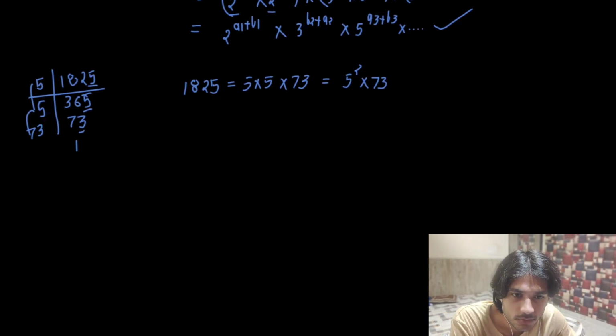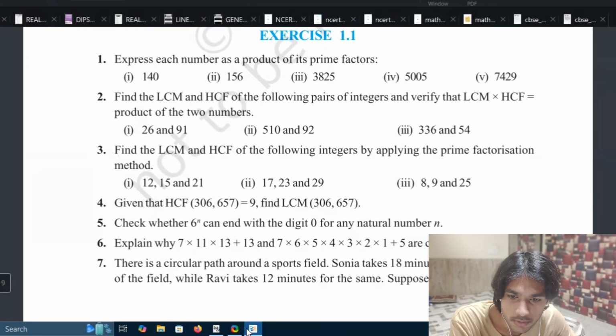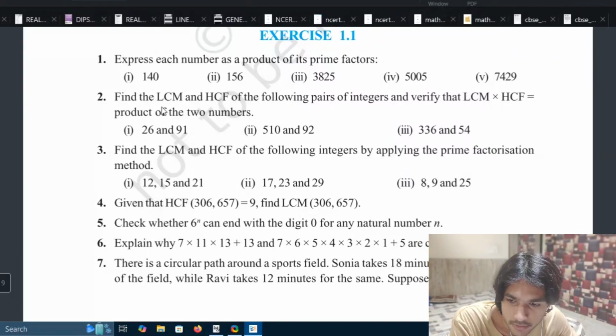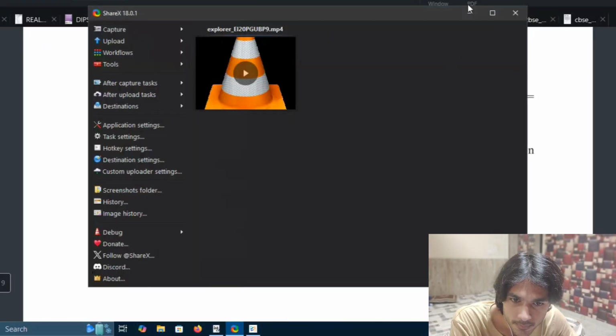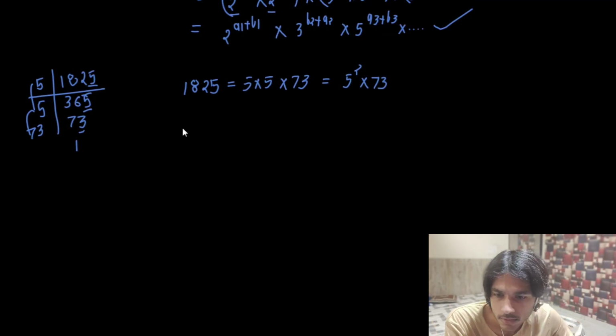Let's jump to the next question. Okay, it was 3825. I think I took 1825. Is there a way I can simply just... 505? Okay, let me just find out what will be the prime factorization of 3825.